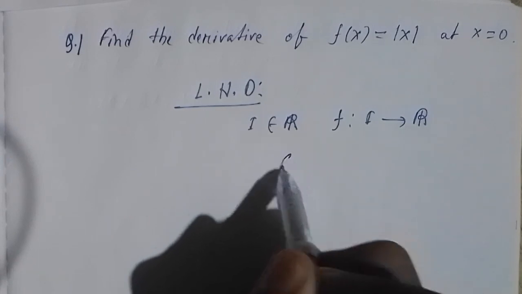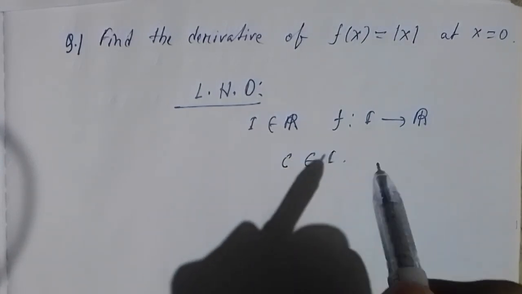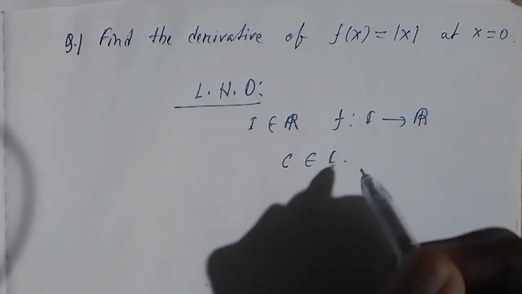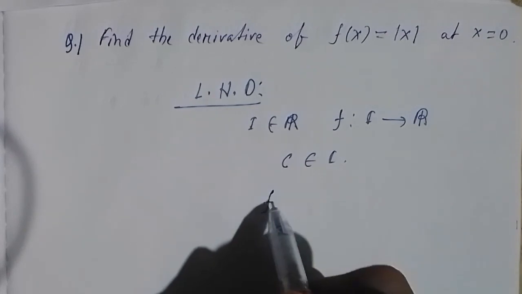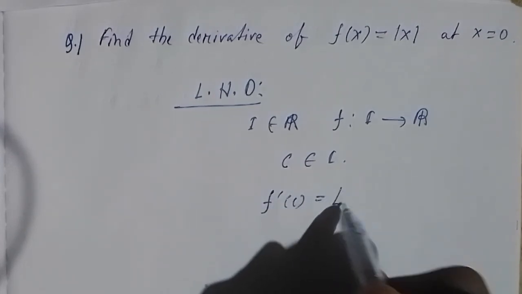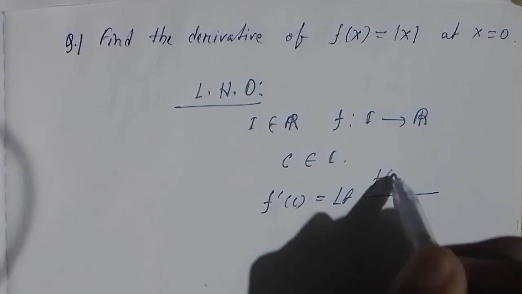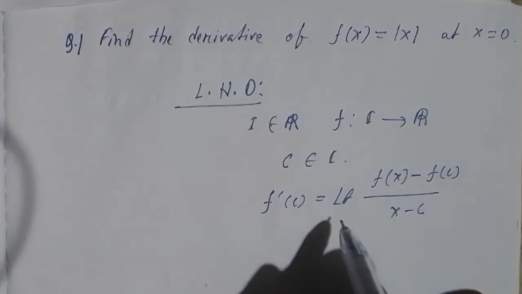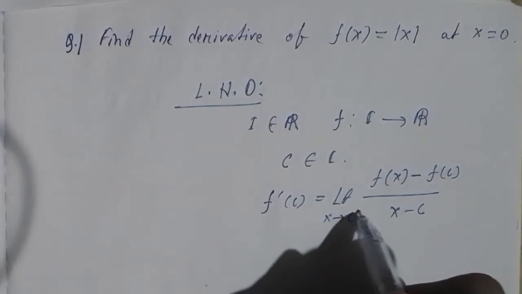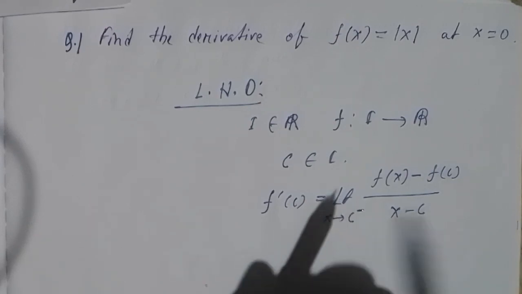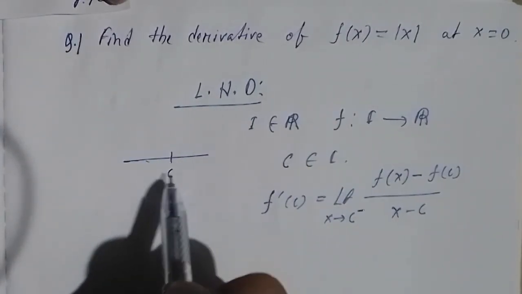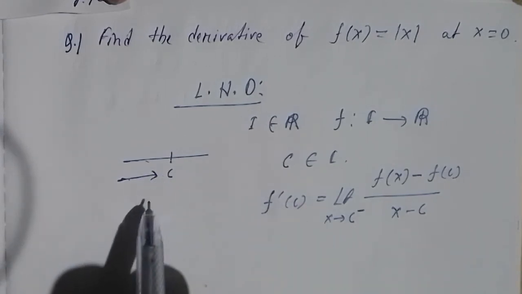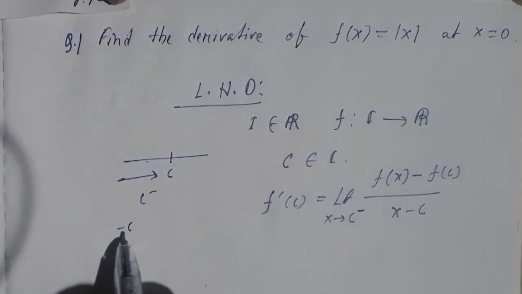Suppose we take some point c that belongs to I. Then f is said to be left-hand differentiable at c if f'(c) equals the limit of (f(x) minus f(c)) divided by (x minus c) as x tends to c negative. That means x approaches c from the left-hand side, so we denote it by c negative. That does not mean minus c.